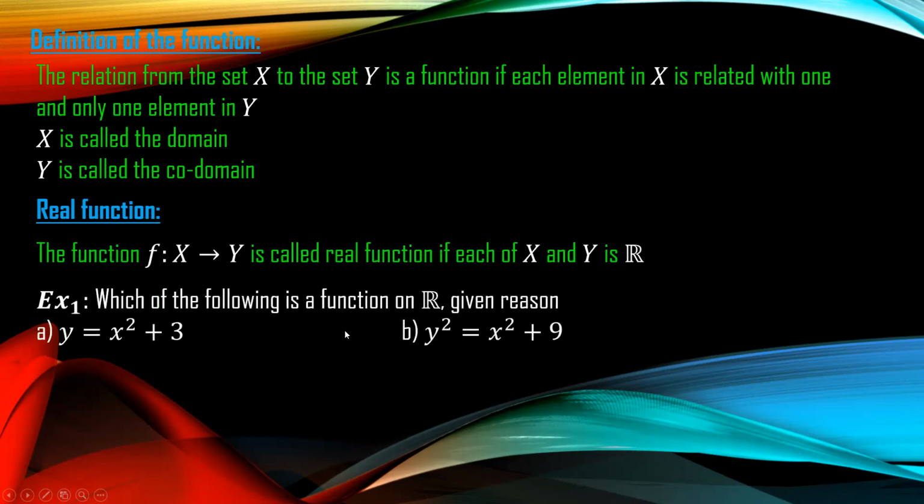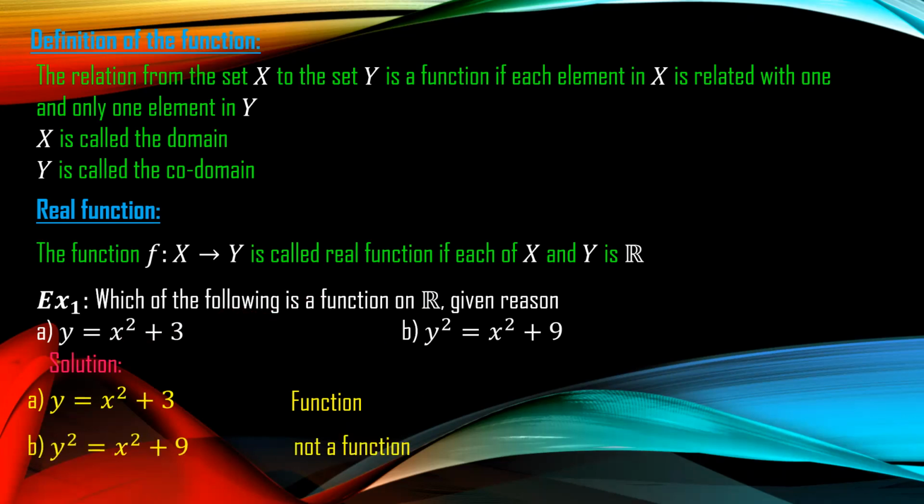Number one: which of the following is a function on R? Give the reason. Letter A, y equals x power 2 plus 3. Letter B, y power 2 equals x power 2 plus 9. The first rule, y equals x power 2 plus 3, is a function because for each value of x, we have only one value for y. But the second rule is not a function because for a value of x, we have two values of y.